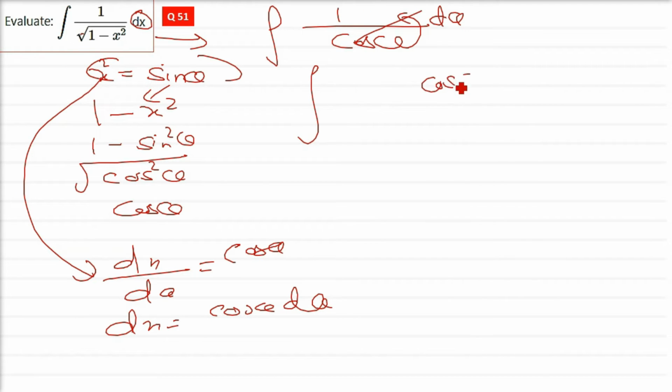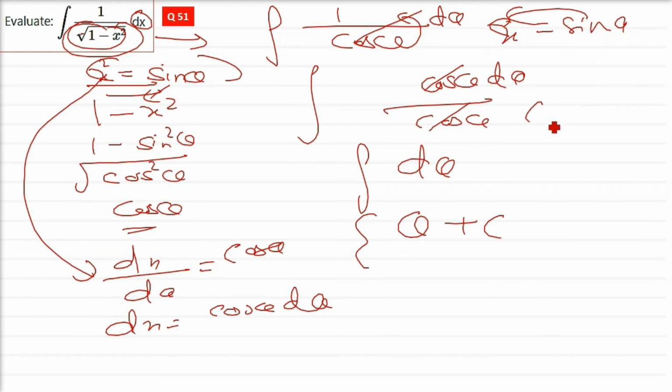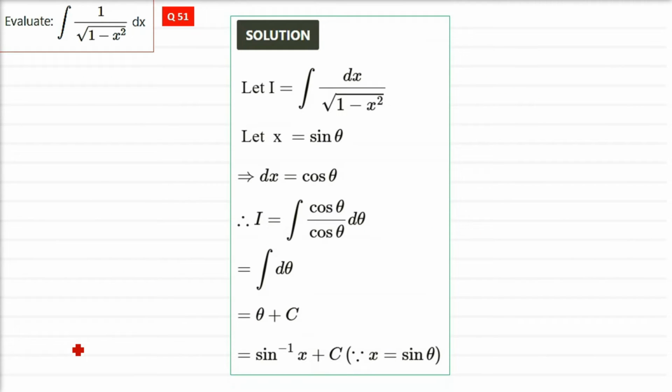So now when you have cos theta, you don't have to worry about the denominator, because in the denominator we got cos theta already. Numerator also cos theta d theta. Now you can cancel this cos theta, only you have to integrate d theta. So theta will come, theta plus constant of integration. But theta was initially x. If x is sin theta, theta will be sin inverse x. So theta becomes sin inverse x, and then you can write this. So write this sin inverse x here. So let's write it, sin inverse x plus a constant of integration. That's your final result.